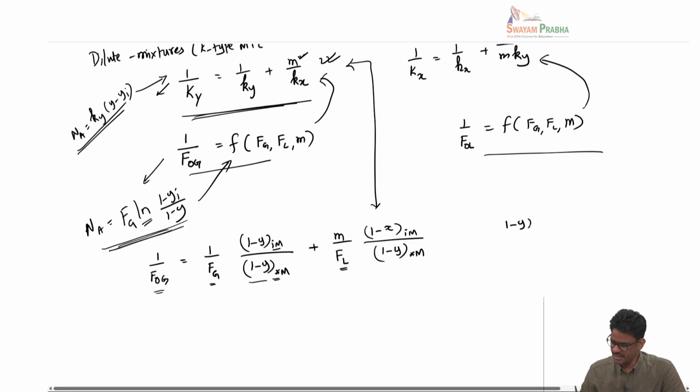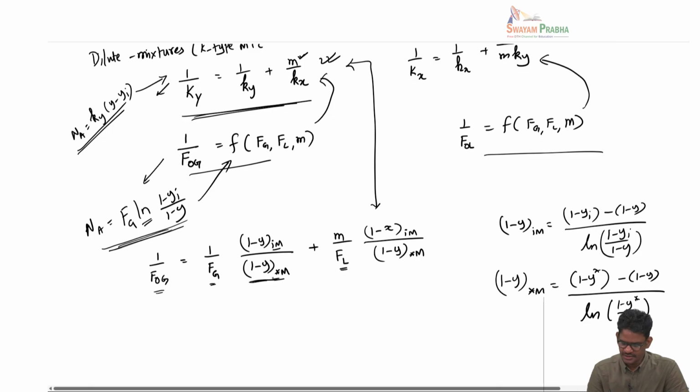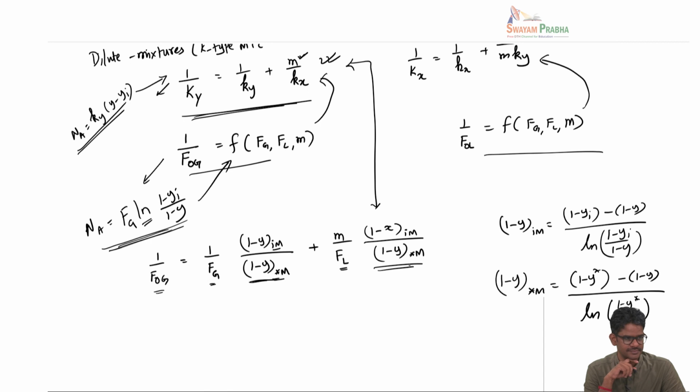So 1 minus y im is (1 minus yi minus 1 minus y) over ln of (1 minus yi by 1 minus y). Similarly, 1 minus y star m. So this is how these log mean difference compositions are written. And you can see that these concentration terms are also a factor in the definition of overall F-type mass transfer coefficient.